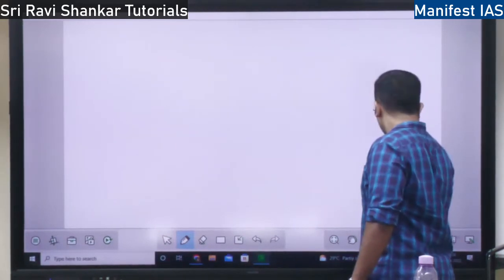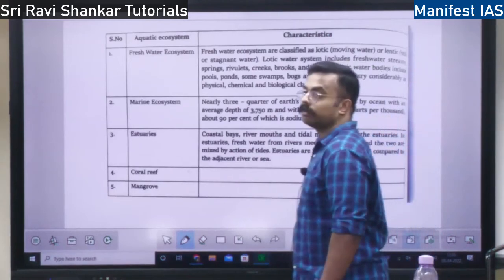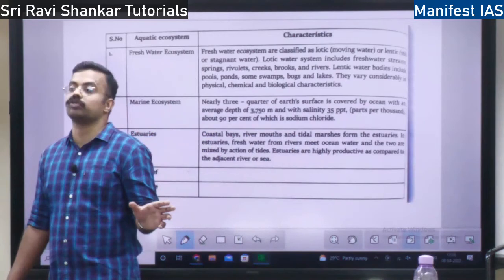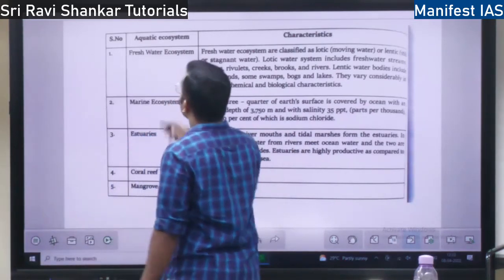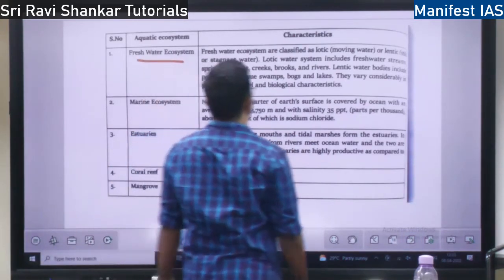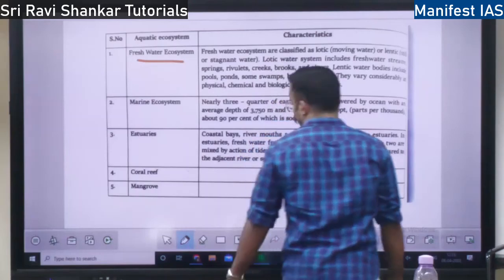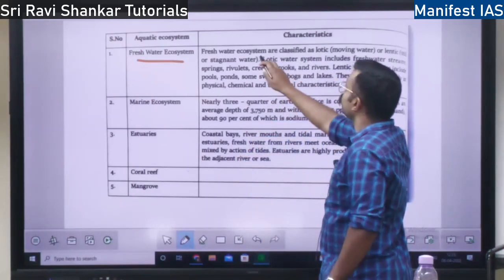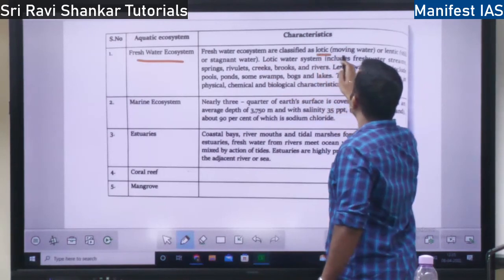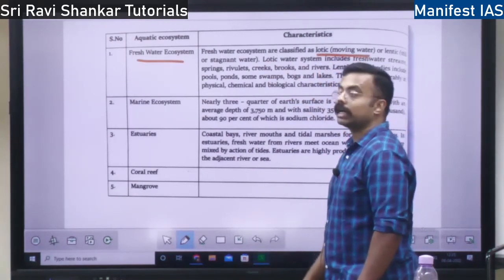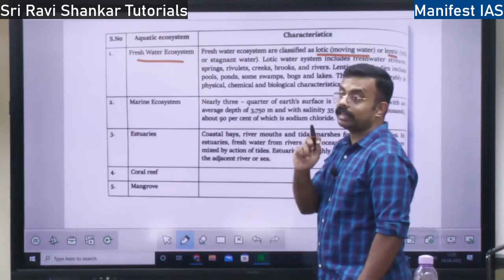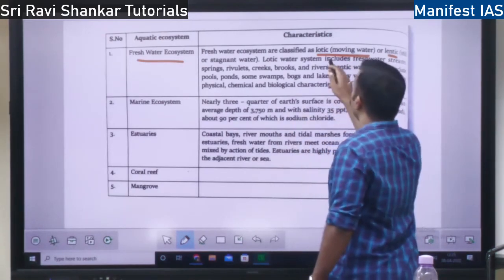Then we will look at the aquatic ecosystem. So aquatic, I told you, it is divided into distinct life zones. So what are they? You will find the freshwater ecosystem. Freshwater is which is drinkable, right? It is classified into lotic and lentic. See, this term you have to remember. Lotic and lentic. Directly they will ask in the exam.